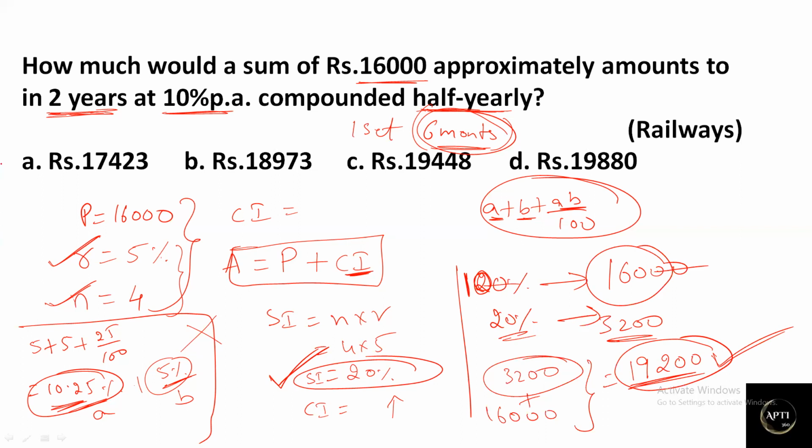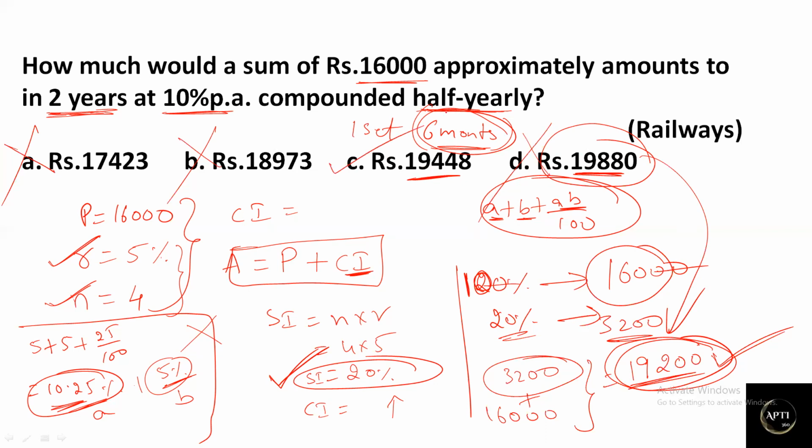Now if you check the options, option A is eliminated because it is less than 19,200. Option B is eliminated because it is less than the given value. Now option C and option D both are greater than 19,200, but which value is slightly greater? If you observe 19,880, this will have a huge difference. This is the simple interest value, 19,200. The given options are in compound interest. So this is not slightly greater than, so I can go with option C.